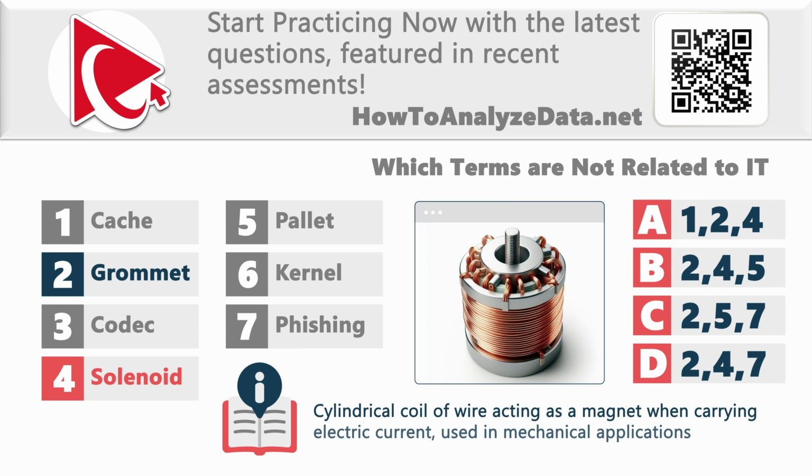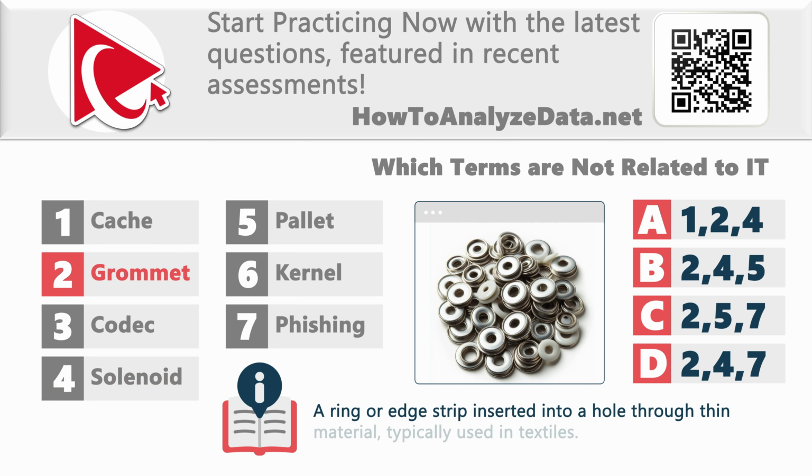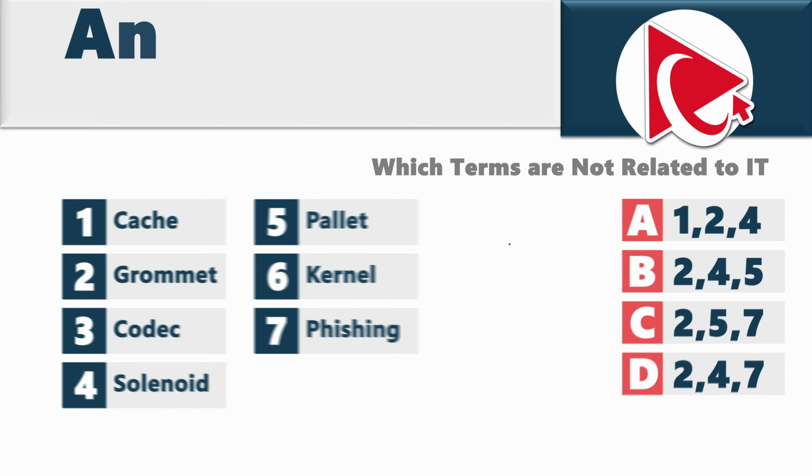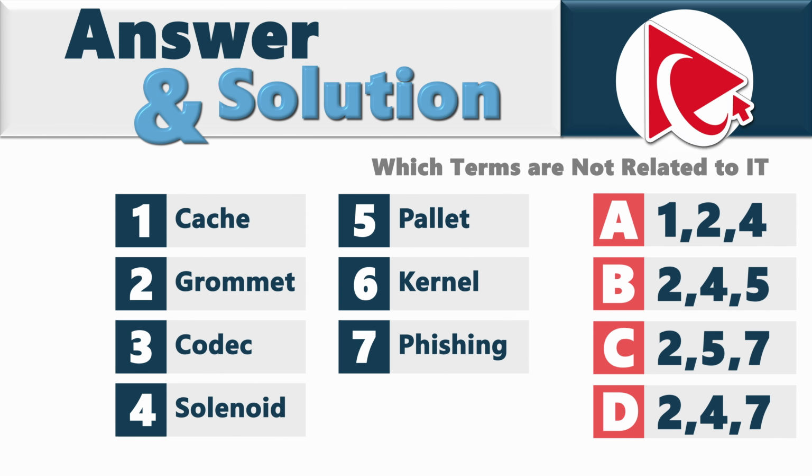It's a cylindrical coil of wire acting as a magnet when carrying electrical current, used in mechanical applications. And grommet is a ring or edge strip inserted into a hole through thin material, typically used in textiles. So, as you figured, grommet also has nothing to do with information technology. If you read the original question carefully, you will see that we need to identify terms not related to IT. So the choices not related to IT are grommet, solenoid, and pallet. And the correct answer here is choice B, 2, 4, and 5.